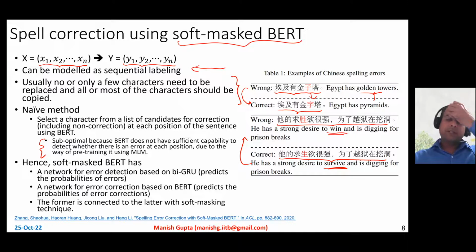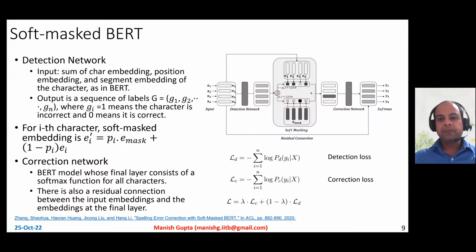Now, soft masked BERT is an interesting model. It essentially works in two parts. The system has two main parts to it. The first part is error detection. The second part is the error correction network. So the error detection is based on bidirectional GRUs, as we will see in detail on the next slide. But the error correction is going to be based on BERT. Okay? So the error detection network gives its output to the error corrector, which in turn leads to the corrected query.